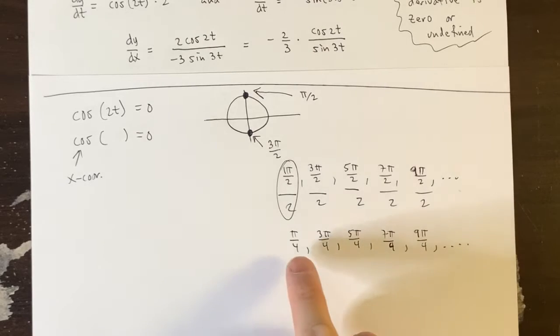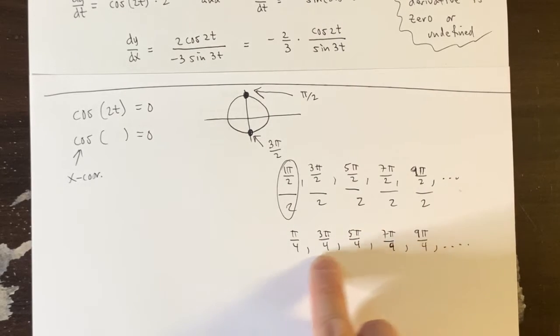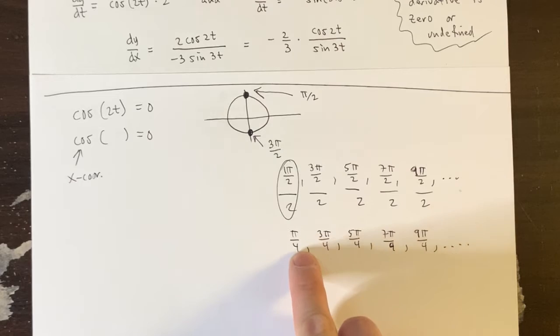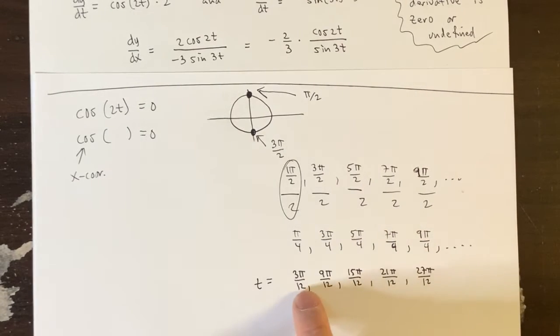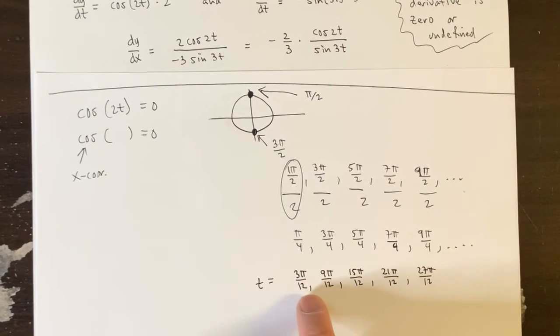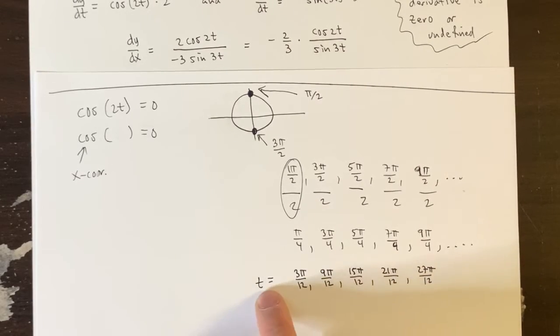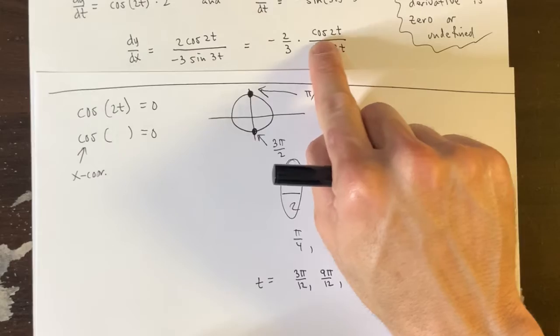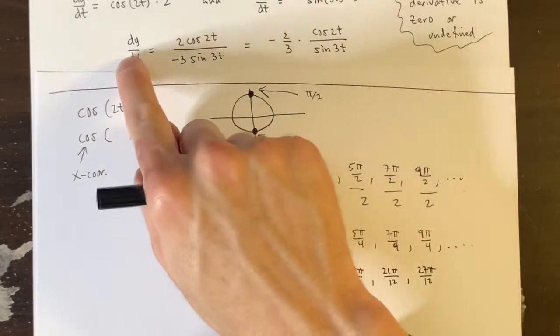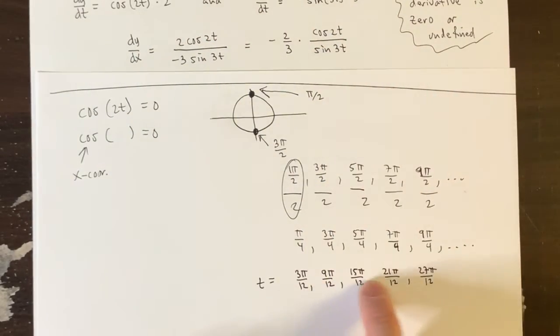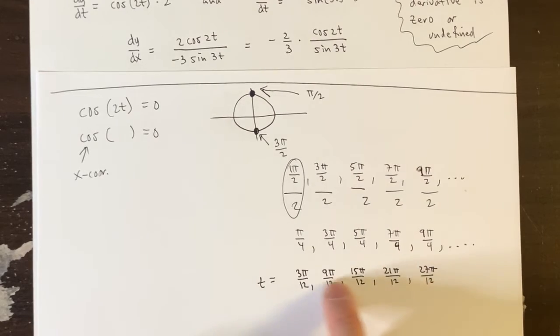So what you can do is rewrite all of these fractions with 12 in the bottom by multiplying top and bottom by 3. So if you look here, if t equals this or that or that or that, any one of these plugged in for t in the numerator is going to make that numerator 0, which means the derivative is 0, which means all of these are critical points.